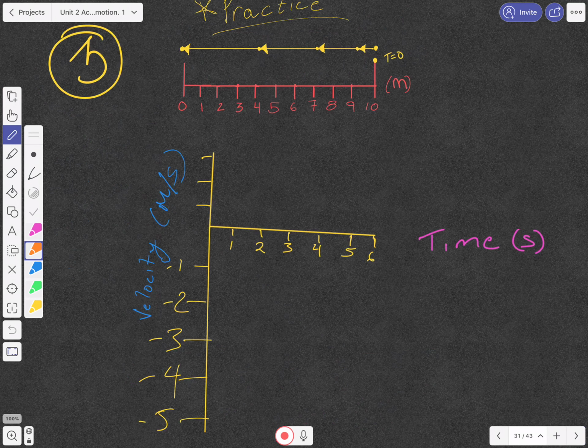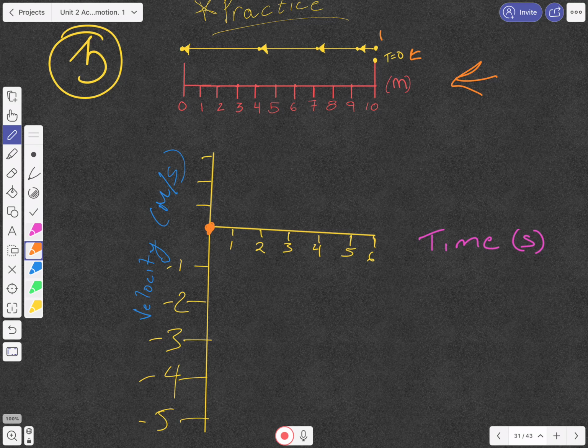So now we're going to do the same thing with this motion map. Again, if you haven't done it, pause here. But otherwise, now we're going to be starting at 10 meters for our initial time. So between 0 seconds and 1 second, our object doesn't move, so its velocity is going to be 0. Now I know this one's tricky because you want to start it in the negative, but remember we're graphing the velocity, not the position. So it is going to start at 0.